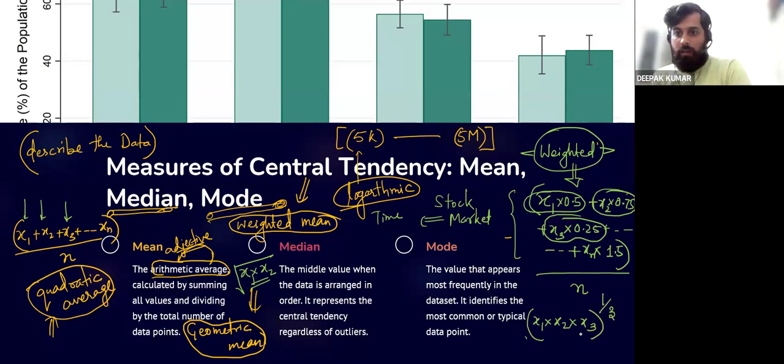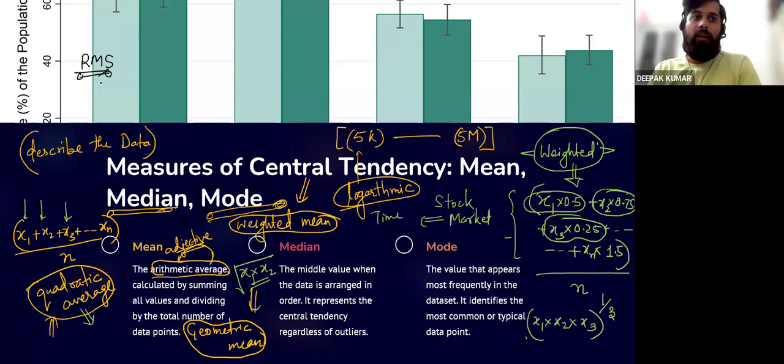This is the meaning of geometric mean. As many observations, so many raised to the power 1 over n. Whereas the quadratic average deals in, if you remember, root mean square. Do you remember RMS, root mean square error, in machine learning?